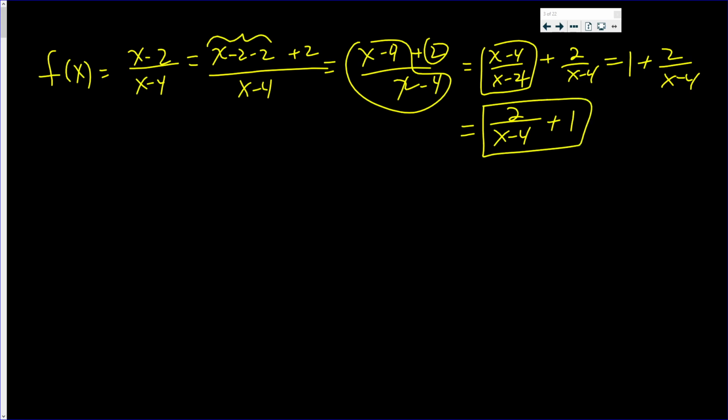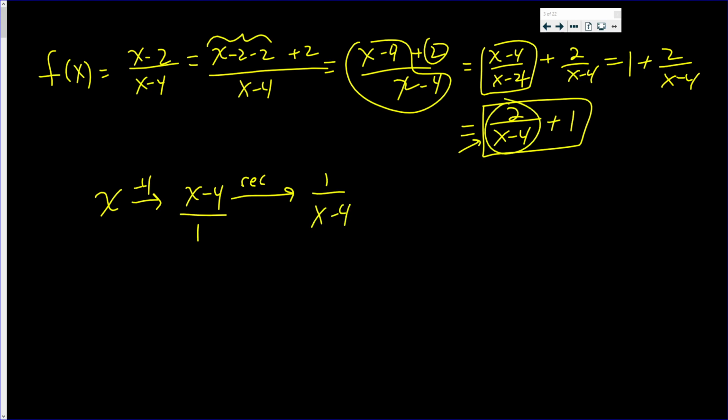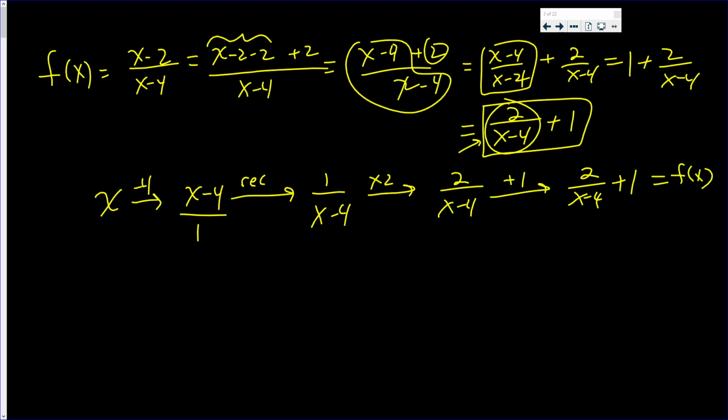This I can build up. I start with x. I take away 4. So now I have what's on the bottom. But I need to get it on the bottom. So I take the reciprocal. There's an understood 1 there. I take the reciprocal, and then I multiply it by 2. So I get 2 over (x minus 4). And finally I add 1. And this here is f of x. Looks a little bit different than this, but that is what it is.